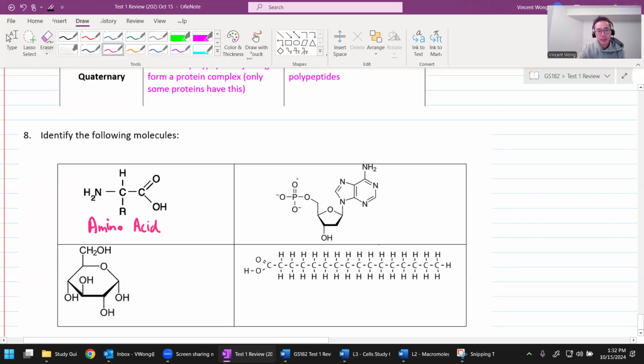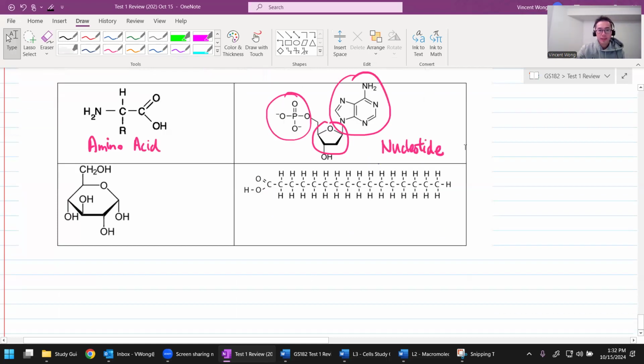This here, I see three things, and this is a nucleotide. The phosphate, the sugar, and the nitrogenous base. This one happens to be a purine. Over here, this is a glucose. Okay, how about this? Has a bunch of C and H in it, very long. Fatty acid. Fatty acid. That's right.